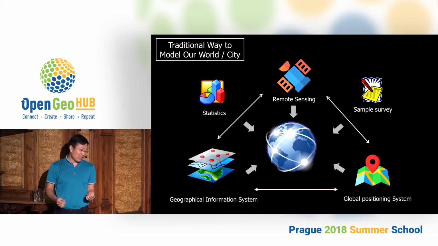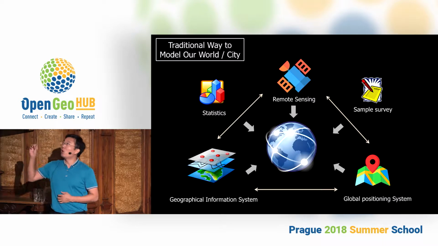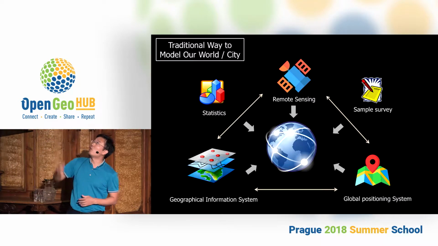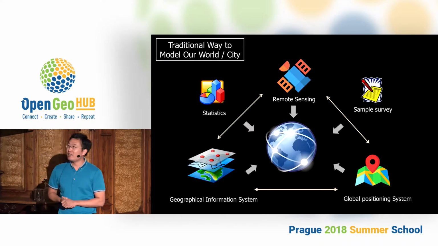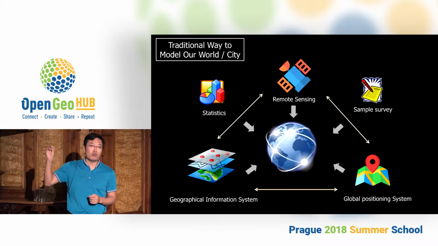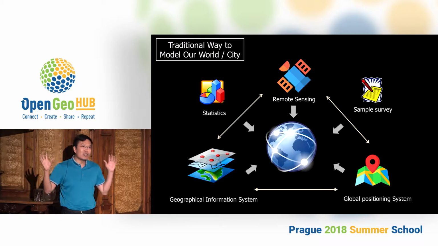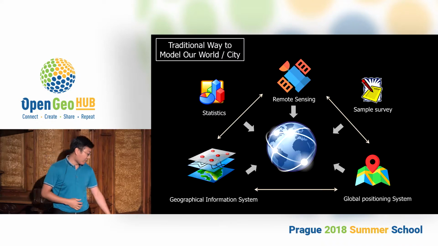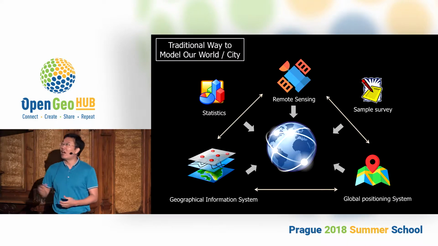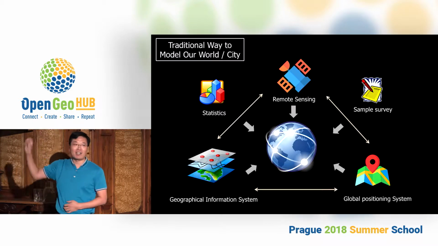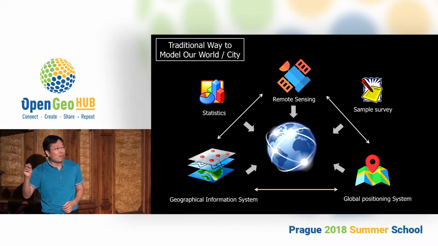The traditional way to model our world or our city is commonly like this, using remote sensing, GPS, and incorporating statistics or field surveys. We bring all this data into a GIS system, and we analyze it. I call this kind of framework Urban Informatics 1.0.